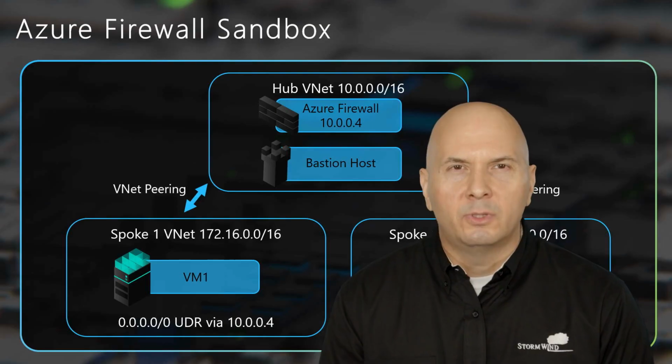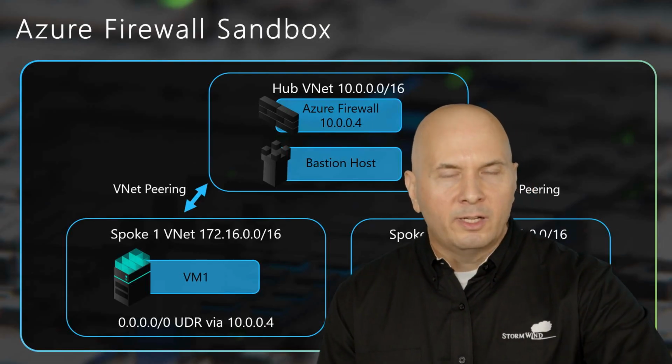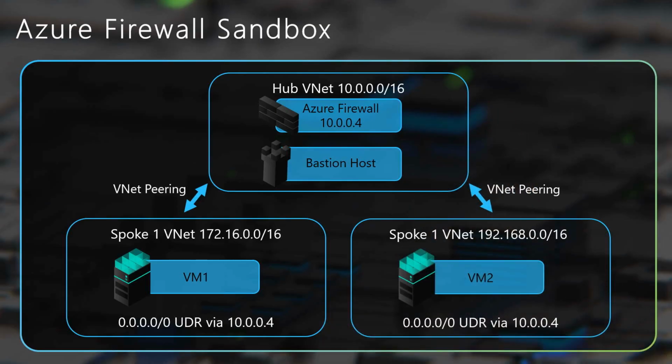I'll come back and do a couple demos here before the end, but what I wanted to talk about real quick is the firewall sandbox. This one is super advanced. So not only are we just peering a couple of networks, we're actually doing 3. And this pattern is known as the hub and spoke VNet model.